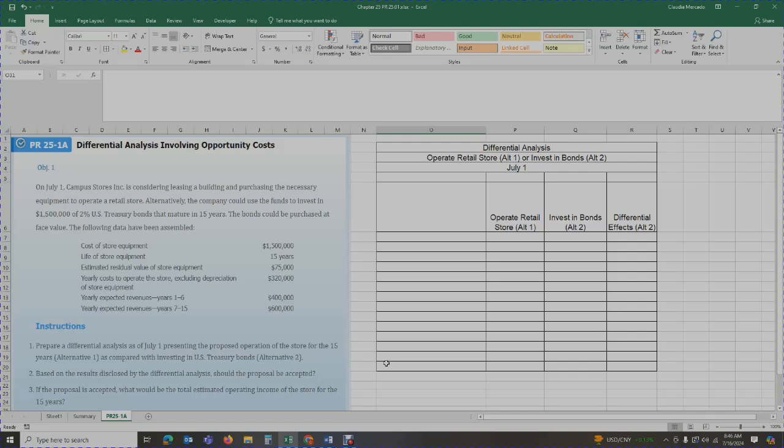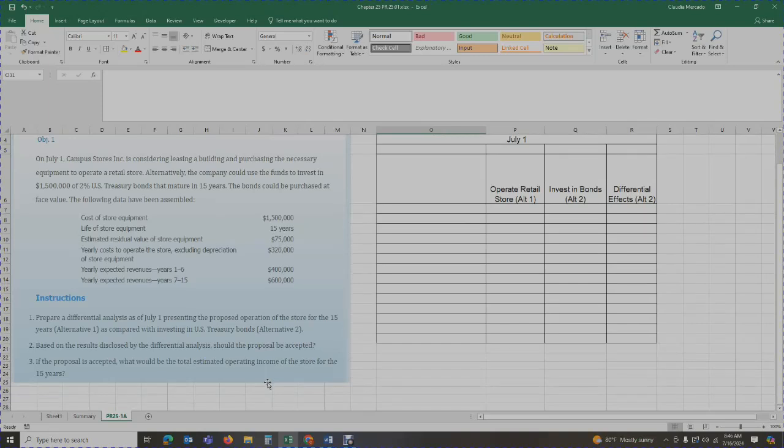The cost of the equipment, we're looking at $1.5 million. The life of the equipment is 15 years. The estimated residual value of the equipment after those 15 years is $75,000. The yearly cost to operate the store, excluding depreciation of the equipment, is $320,000. The yearly expected revenues, years 1 through 6, is $400,000 per year, and the yearly expected revenues, years 7 through 15, is $600,000 per year. Okay, so we've got all of the data that we need.